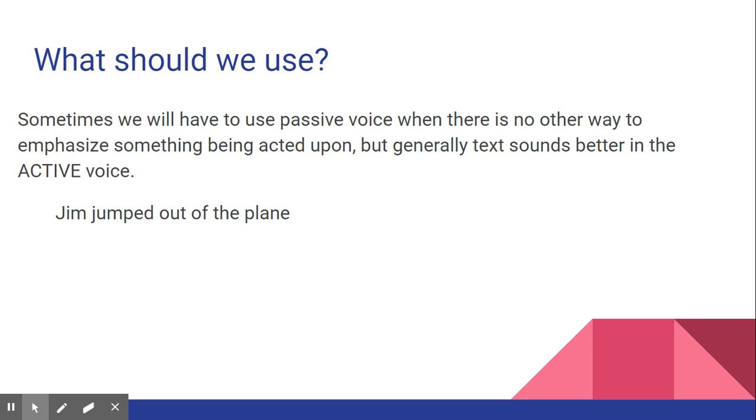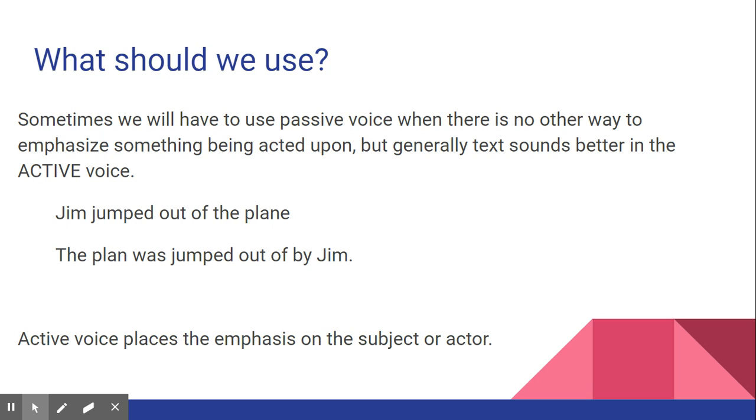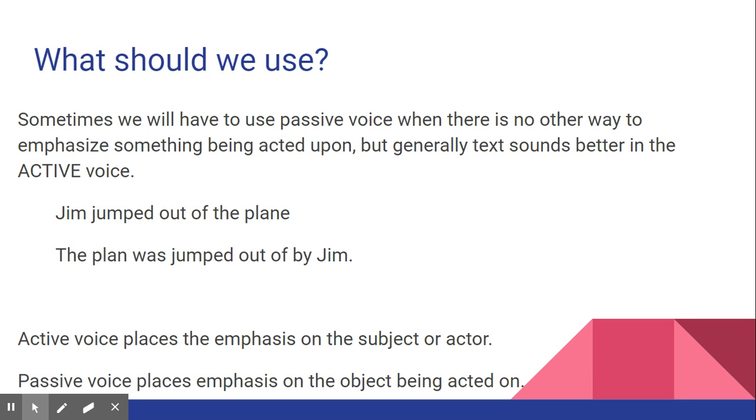Now, let's take this sentence and write it in passive voice. The plane was jumped out of by Jim. Do you see how this one's a little more awkward? We're taking the object of the prepositional phrase and placing it at the beginning, and we're taking the actor of the sentence and putting them at the end. This sentence places more emphasis on the plane rather than Jim. Active voice places emphasis on the subject or the actor of the sentence, whereas passive voice places emphasis on the object being acted upon.